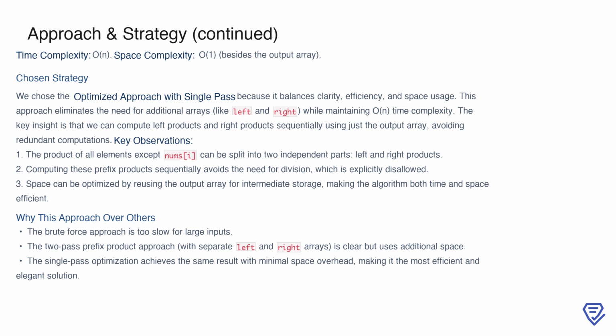Meanwhile, the space complexity is reduced to O(1), not counting the output array, since no additional arrays are required. This strategy was chosen because it strikes a perfect balance between clarity, efficiency, and space optimization. The key insight here is recognizing that the left and right products can be computed sequentially without the need for additional storage, making the algorithm both elegant and practical for large inputs.